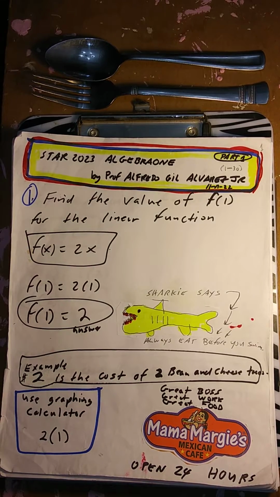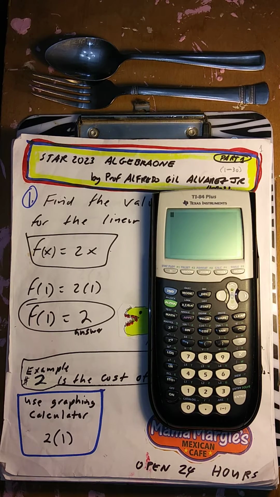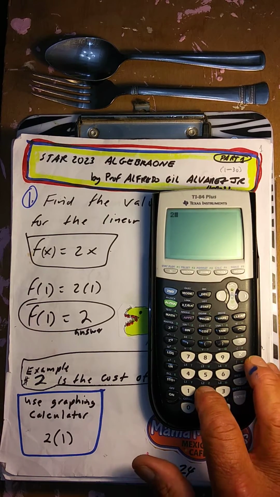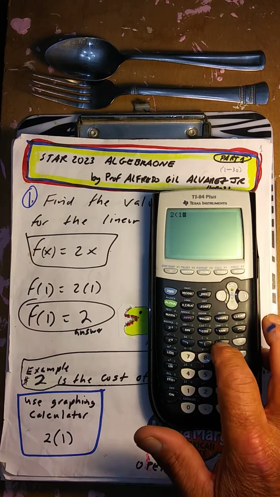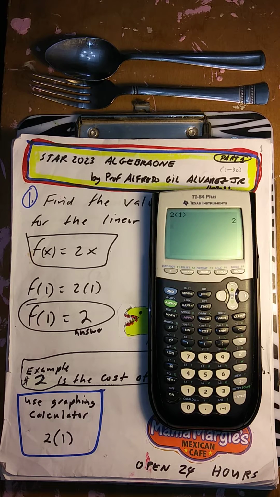If this is tough, you can also use a calculator. Let me show you how to use a graphing calculator. You can say 2 parentheses 1 and hit enter. See right here? And the answer is 2. So 2 times 1 is 2 on the calculator. Or you can do it in your brain if you want to, but I would use a calculator all the time.